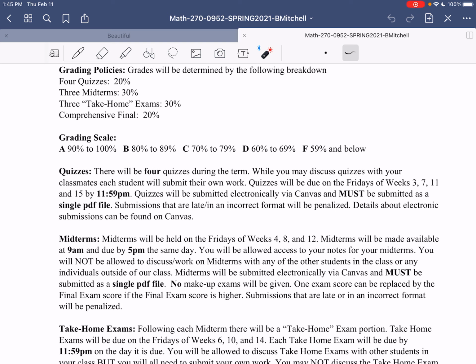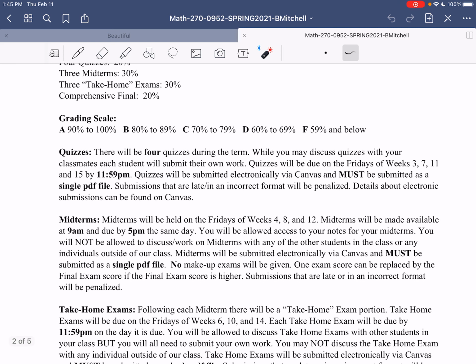Let's talk a little bit about each of these categories. So first, quizzes. As mentioned, there will be 4 quizzes during the term. When working on the quizzes, feel free to discuss them with your classmates. There'll even be a discussion board set up on Canvas, so you can use that to discuss the quiz, how you're approaching questions, or even ask me questions about the quiz. However, while you may discuss the questions with your classmates, each of you must submit your own work.